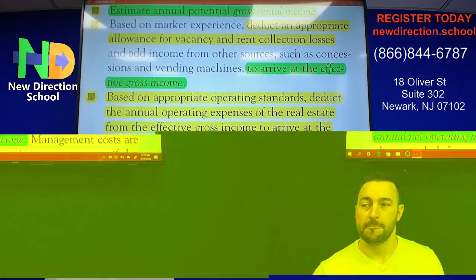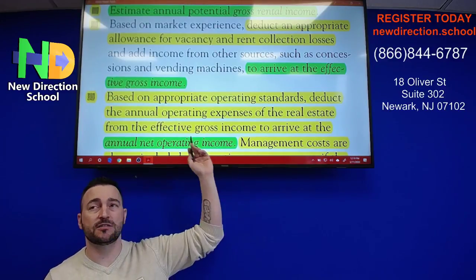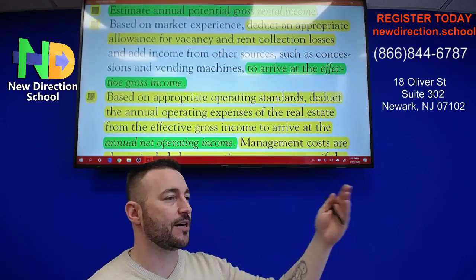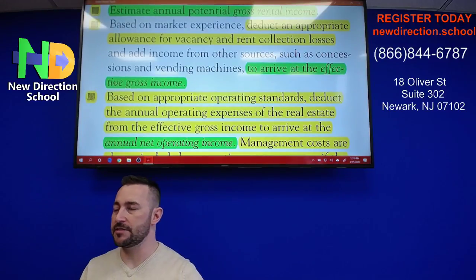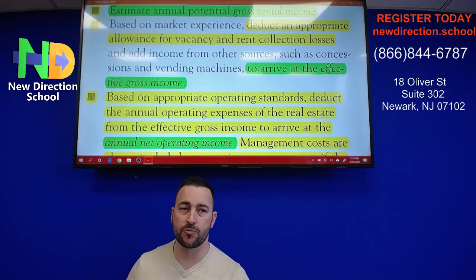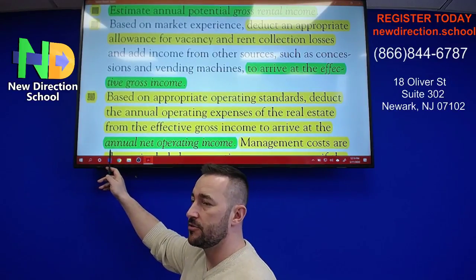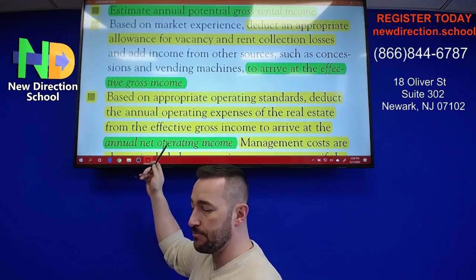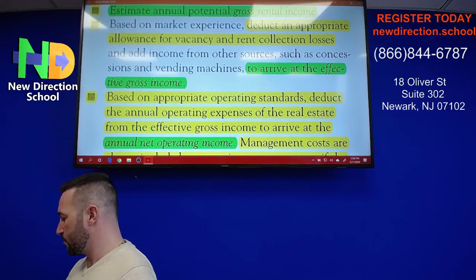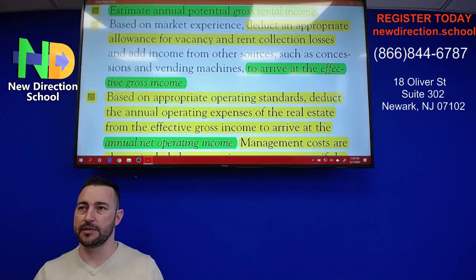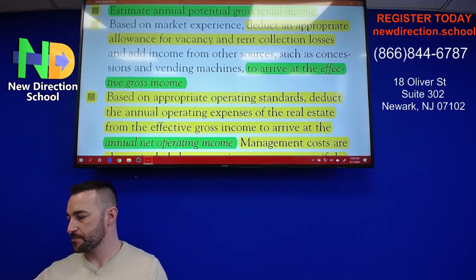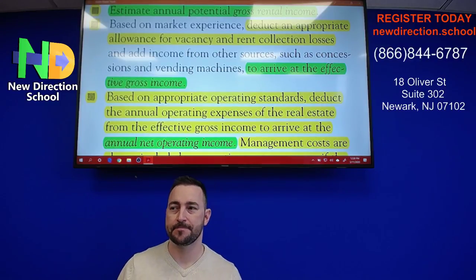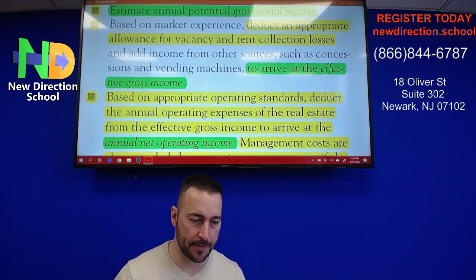Now look what it says. Based on appropriate operating standards, we're going to deduct, please underline, deduct the annual operating expenses. So there's income minus expenses, right? And that's where we reach, please highlight, underline, put stars, arrows, bubbles, the number we need, which is called annual net operating income. Annual net operating income. Good so far? Yes? Okay.